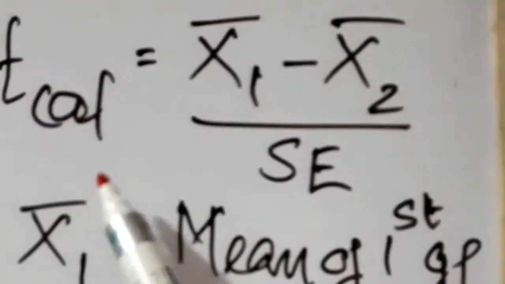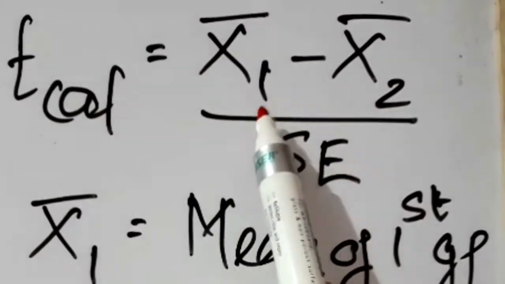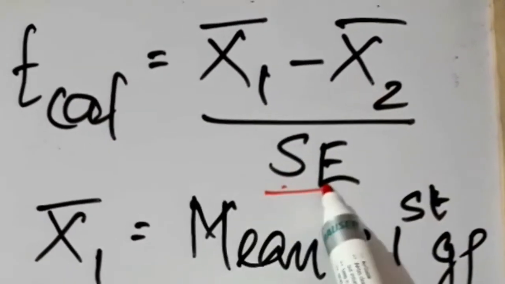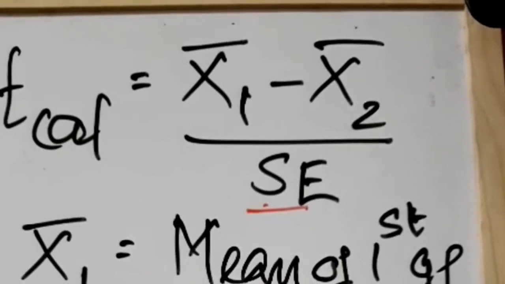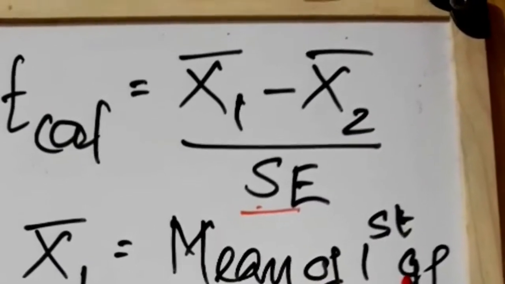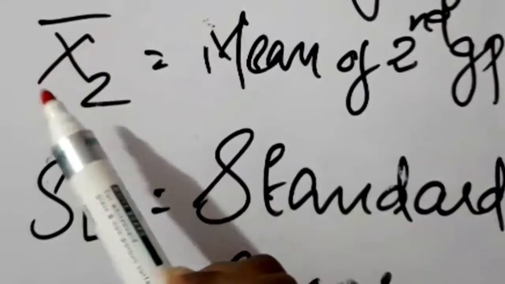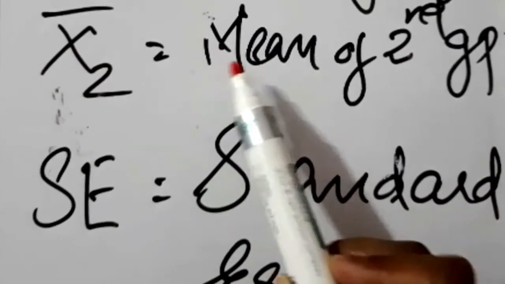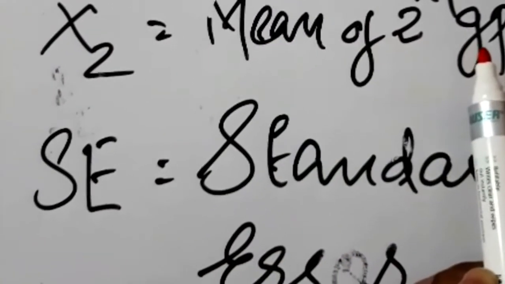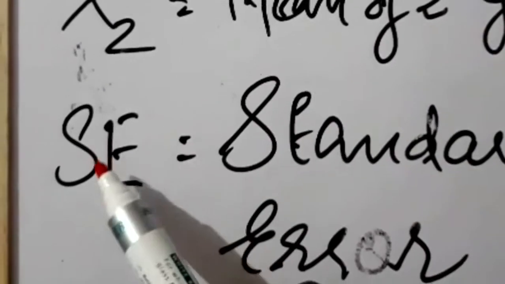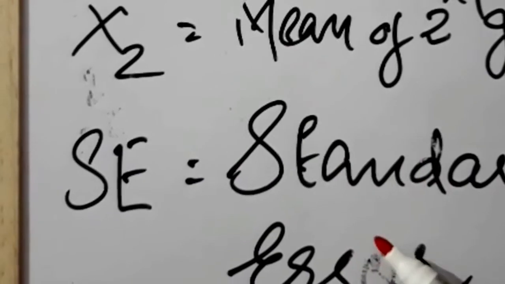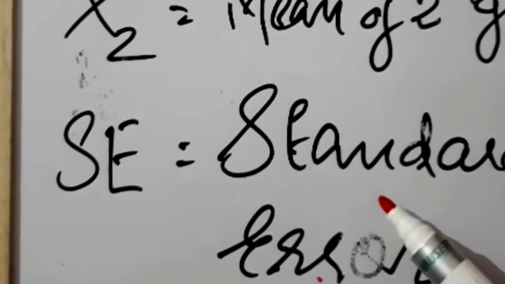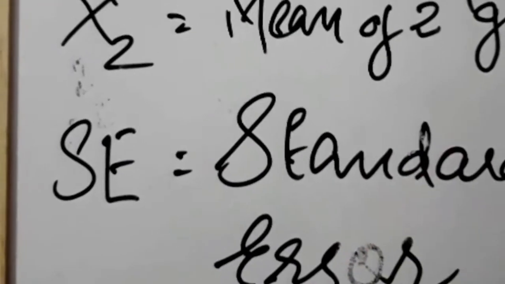Here this is the formula for t calculated value, that is x1 bar minus x2 bar divided by SE. So here x1 bar means it's a mean value of first set of sample or first group of people, and x2 bar is equal to mean value of second group of people or second sample. And SE is standard error.